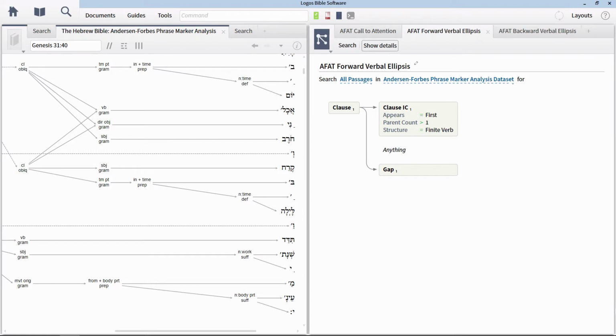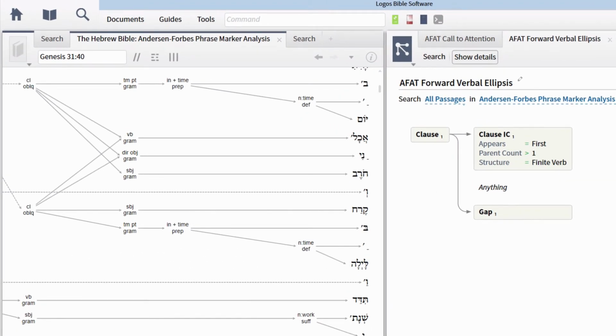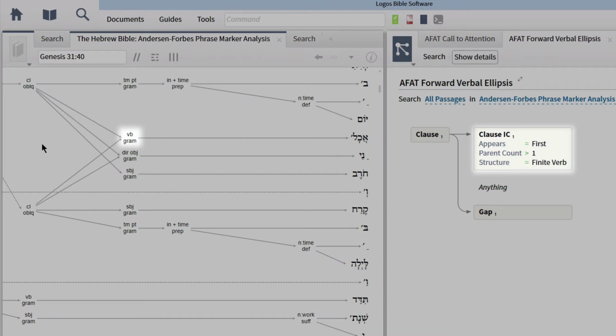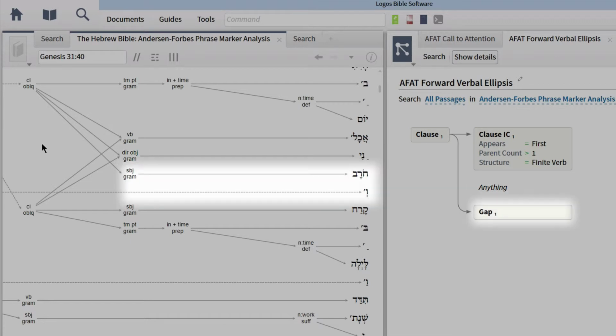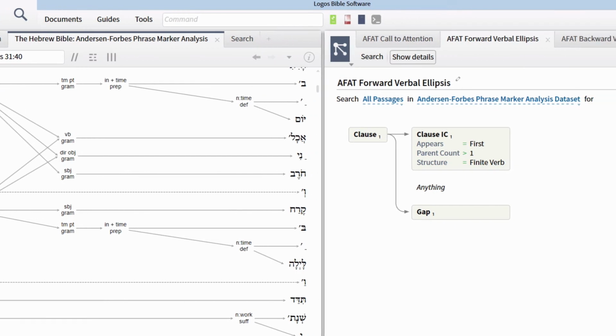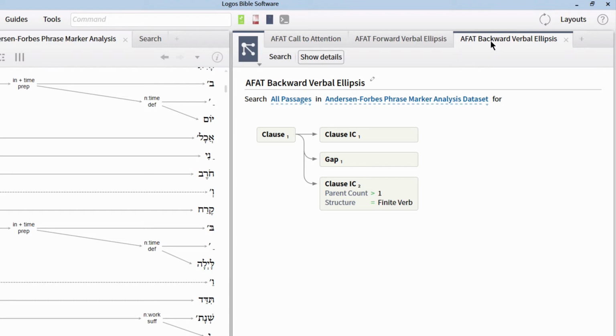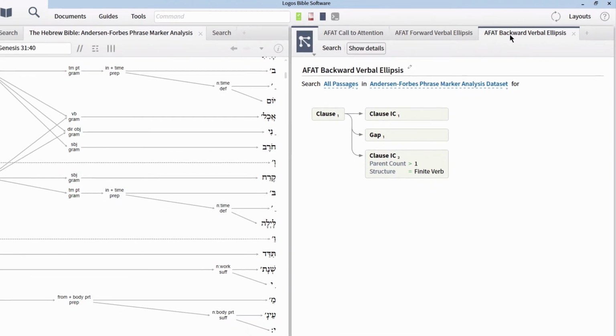In Genesis 31:40, we actually have an example where two clauses share both a verb and the direct object. Our search finds this instance because, once again, we have the verbal kick as the first node of the clause, followed by anything, which in this instance is the direct object node, followed by a gap, which is populated by the subject from the previous clause and a conjunction. If we were interested in looking for backward verb ellipsis instead of forward verb ellipsis, we could use the following syntax structure instead. There are many additional multi-tiered syntax structures that we can build.